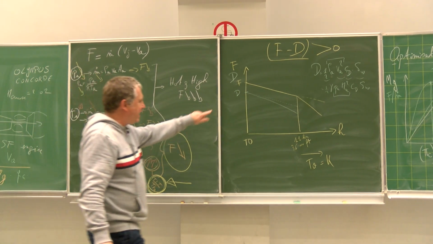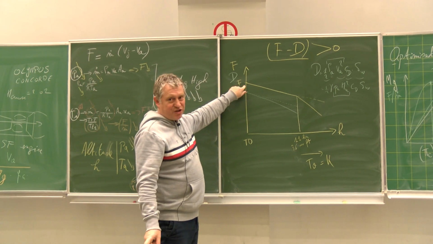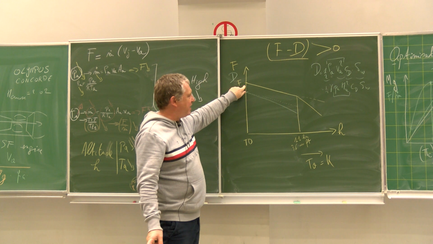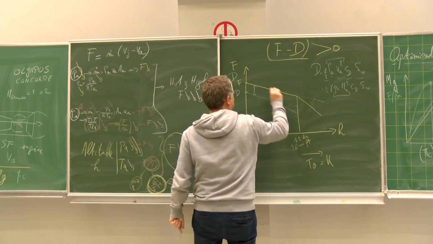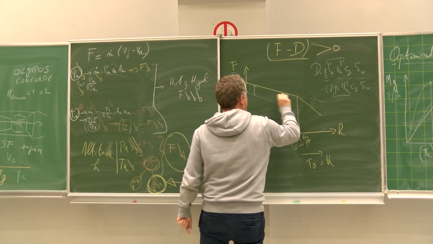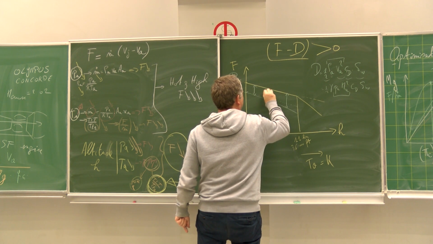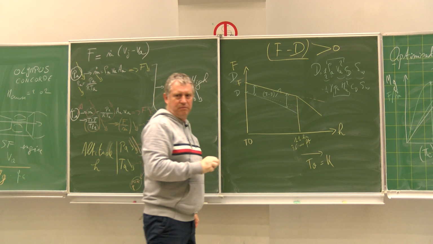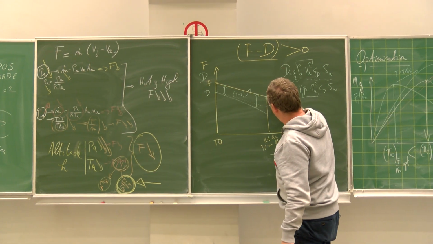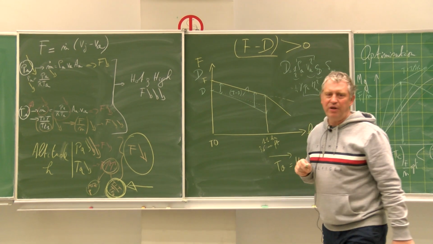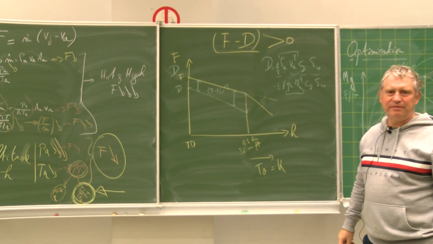Are able to take off, thanks to the thrust that is higher than the drag, what will happen? You see, the thrust minus drag is increasing. And so, what will happen? You will have the largest thrust minus drag here.